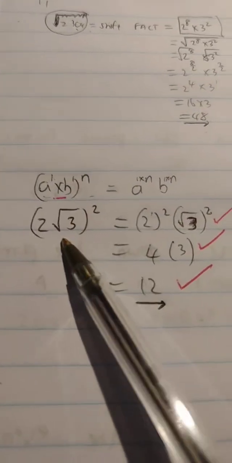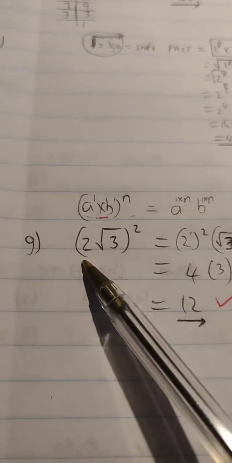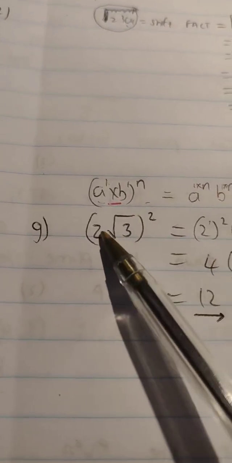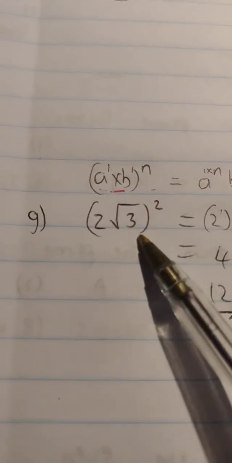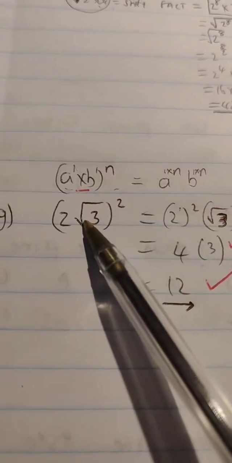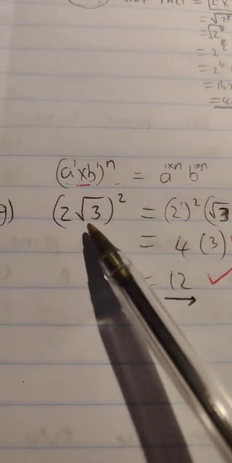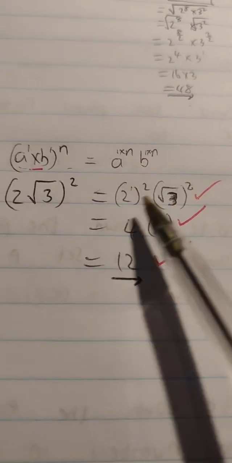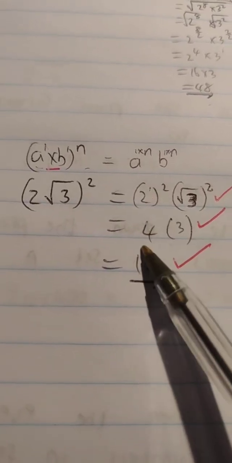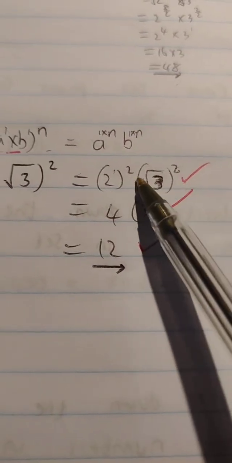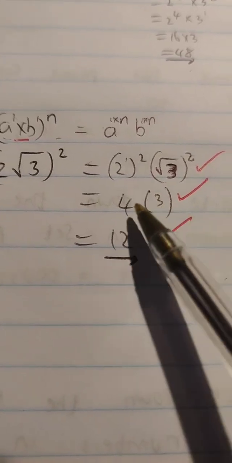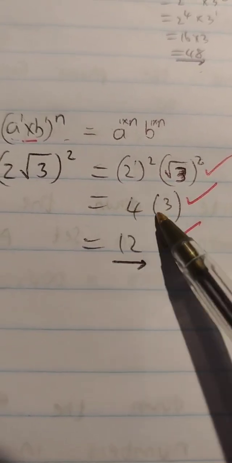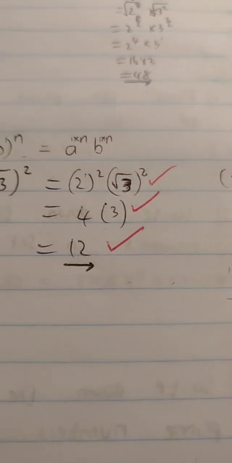So for instance, when you come to this problem, let me look at it again. This is (2 root 3) squared. So in other words, this 2 is multiplied to root 3. They have a relationship of multiplication. You can split the exponent to 2 squared times root 3 squared. You apply the exponent to 2, you get 4. You apply the exponent to the square root of 3, the square root and the square cancel each other, you are left with 3. Then it's 4 times 3, because brackets mean multiply. 4 times 3 is 12.